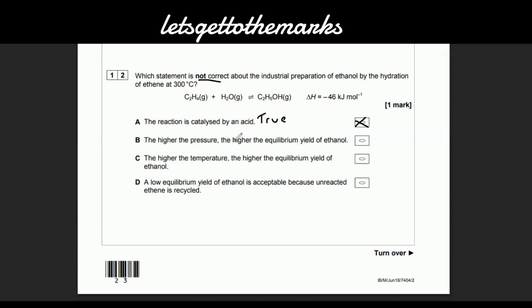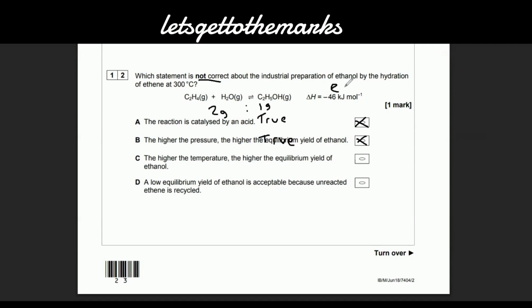The higher the pressure, the higher the yield of ethanol. Well, if we use a high pressure, it's going to shift to the side with the least gas molecules. I've got two gas molecules on that side and one on that side. So B is also true. So it cannot be the correct answer because yes, if you increase the pressure, it will shift to the side with the least gas molecules, which is the ethanol. So we're going to get a better yield.